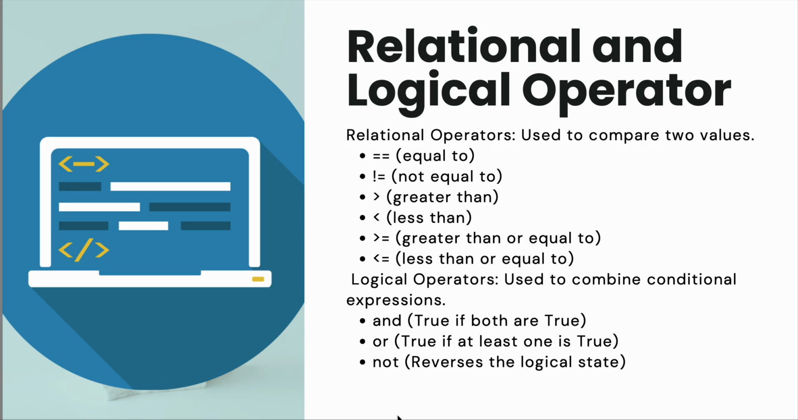So this can be done with relational and logical operators. There are some relational operators: equal to, not equal to, greater than, less than, greater than or equal to, less than or equal to. And after that we have logical operators, when we try to combine: and, or, not. And is true if both are true, or is true when at least one is true, and not is just the opposite of the given value. So relational and logical operators are used for complex conditions, or for comparing two different values to see whether they are equal or not.